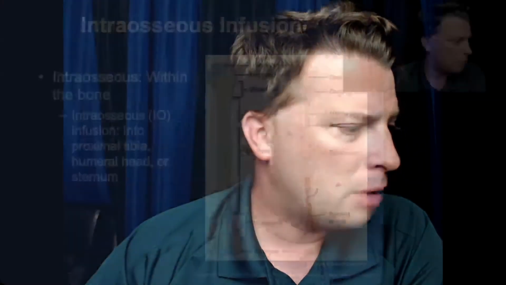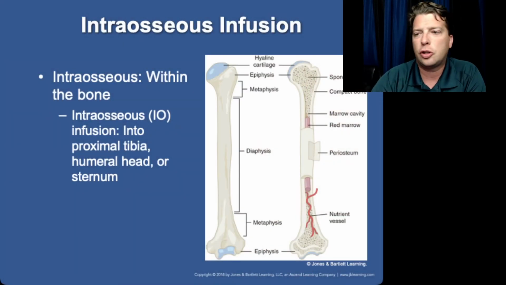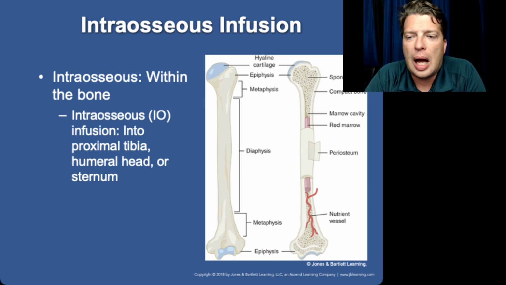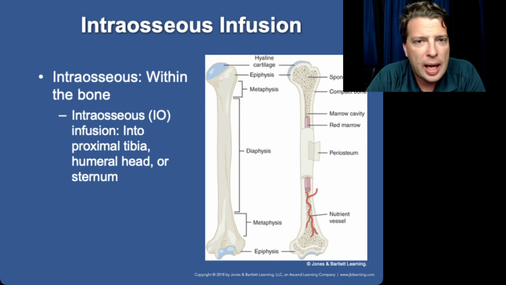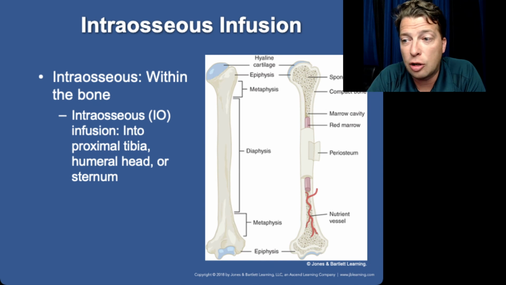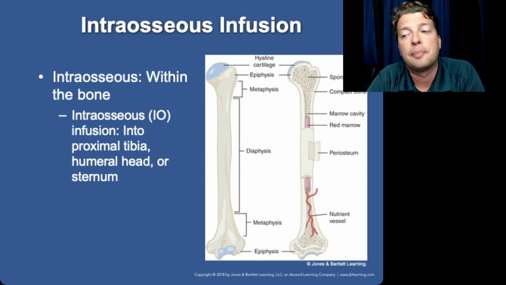All right, so IOs. There's a couple of different locations that we can start IOs. Most commonly it's going to be either the humeral head or the proximal tibia. The humeral head is an extremely effective, rapid infusion location. You can really get quick access to the heart. It's actually much faster getting medication through a humeral head IO to the heart than it is even the AC IV.